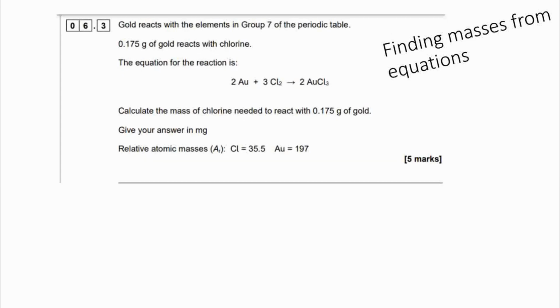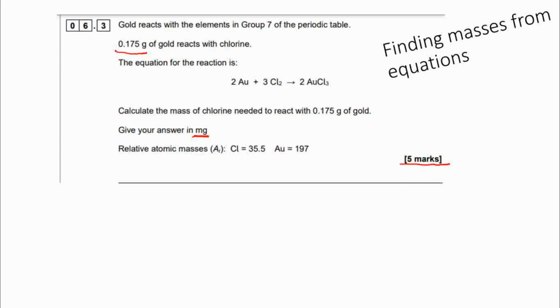All right, good. So our next thing is we now have a look at an exam style question. Okay, this is 5 marks. All right, and there's a lot that we do in this. So masses from equations. So it says here that gold reacts with the element in group 7 of the periodic table. So 0.175 grams of gold reacts with chlorine. That's the balanced equation shown there. Calculate the mass of chlorine needed to react with 0.175 grams of gold. Give your answer in milligrams.